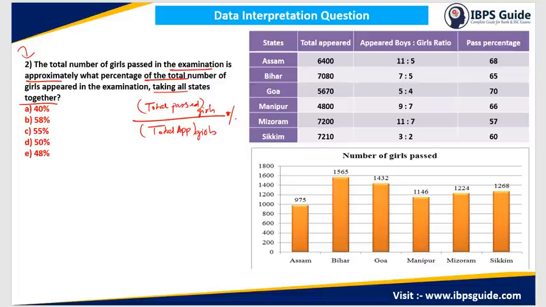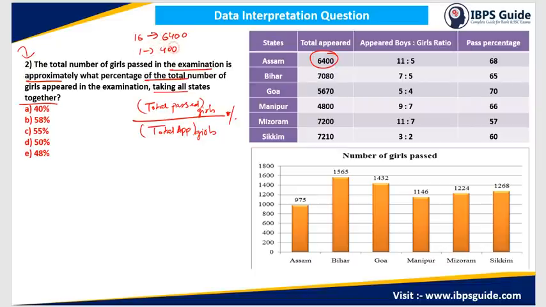Okay. Now if you want to find this total appeared first, you can easily find out. See here we have total appeared is what? 6400 and this total part is what? This is 11 part and this is 5 part. So I can say the total part कितना हो जाएगा? 16 part. So I can write this 16 part is equal to 6400. So one part will be directly 400.